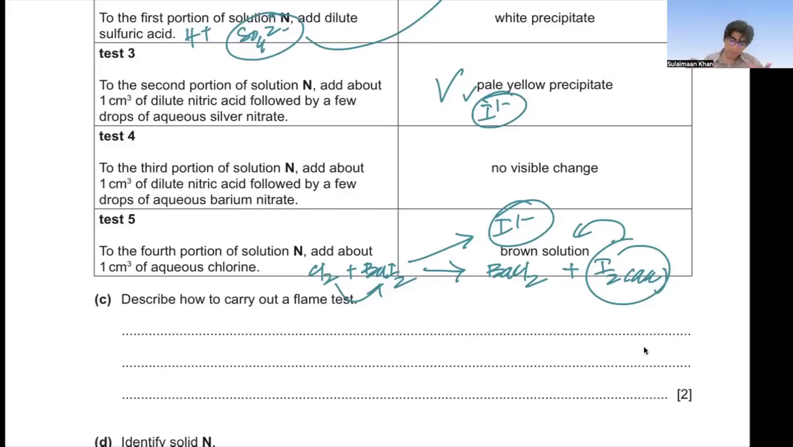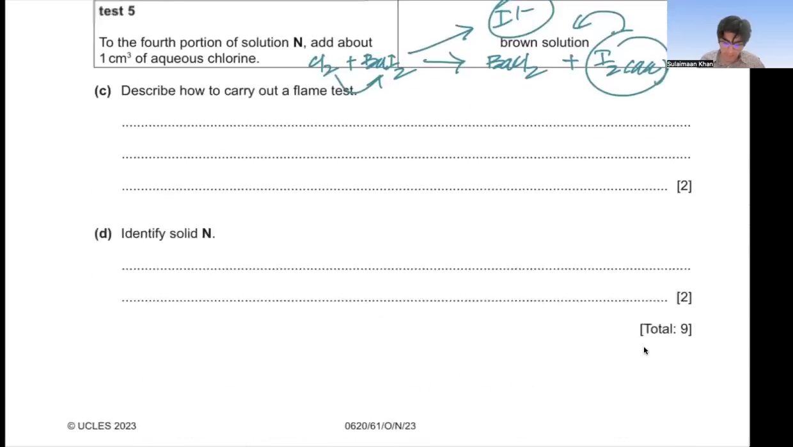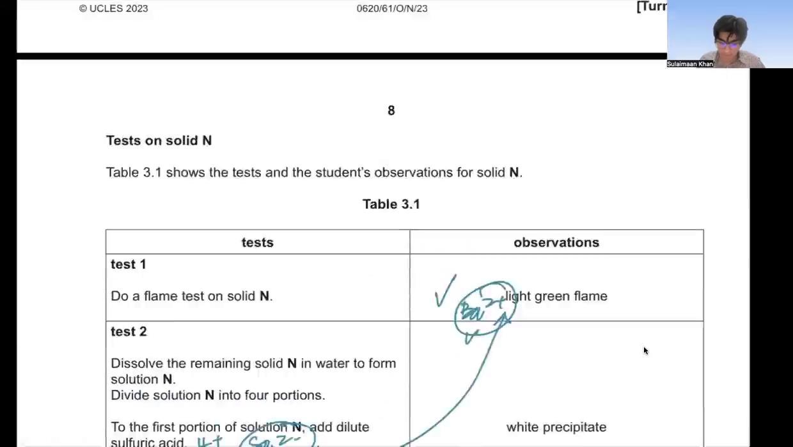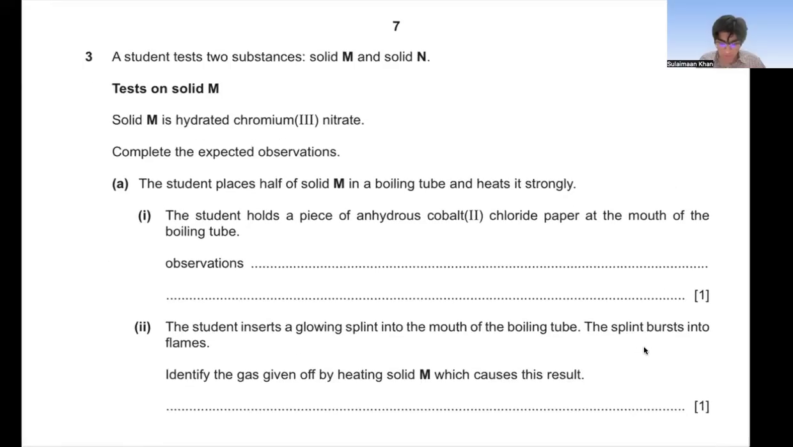But that's the beauty, guys. How to carry out a flame test, identify solid N. What is solid N? Barium iodide, pretty easy stuff. Now look, M and N. This is chromium. What is the test for nitrate? Sodium hydroxide, warm, aluminium foil and warm. Chromium ion: how do you differentiate between the iron 2 plus and the chromium 3 plus? You add sodium hydroxide, green precipitate, and in excess this will dissolve to form a green solution. And it says the same thing.